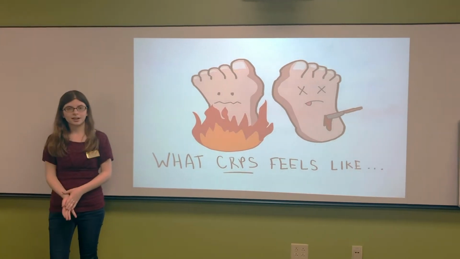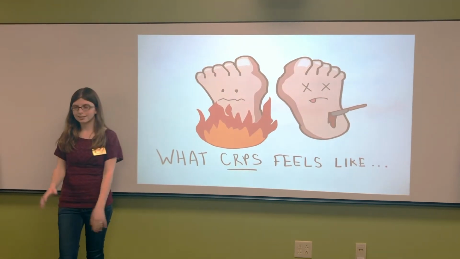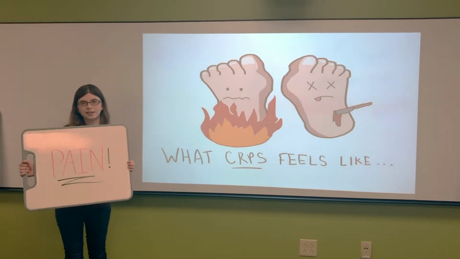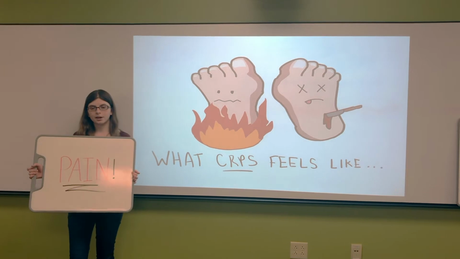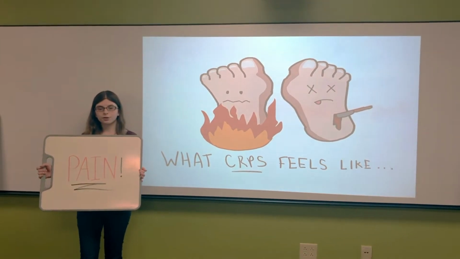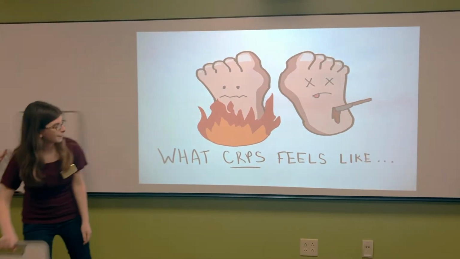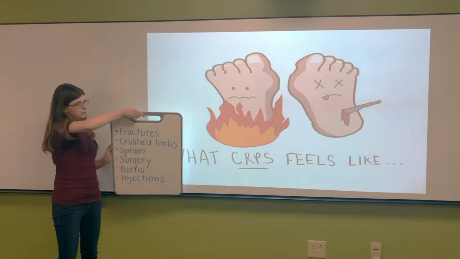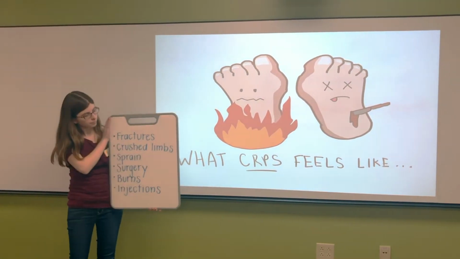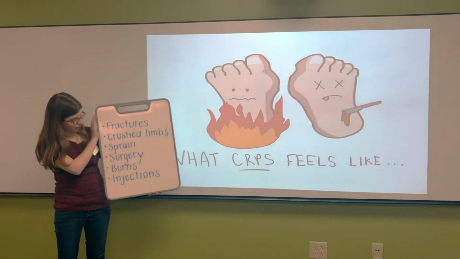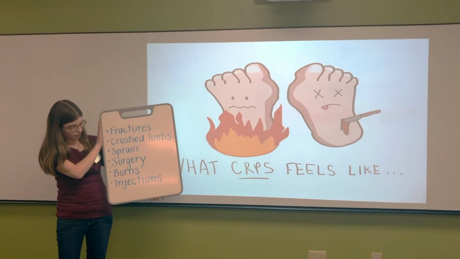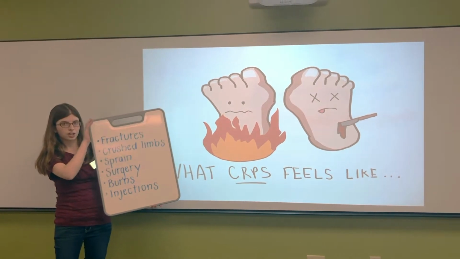So what is the diagnostic criteria for CRPS? First, it's pain. You must have spontaneous pain beyond the territory of a single peripheral nerve, and it must be disproportionate to injury. What kind of injuries can lead to this disorder? A fracture, crushed limb, sprain, surgery, burns, or even an injection.